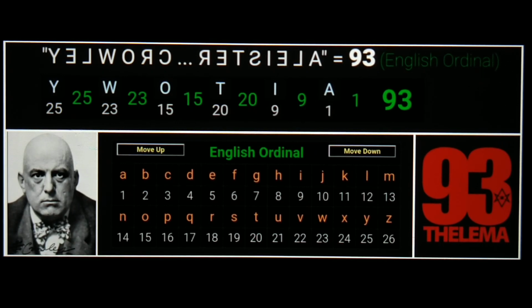It equals 20. E backwards, again, no value. R backwards, no value. C backwards, no value. R backwards, no value. O backwards looks like an O, so that has a value of 15. W backwards looks like a W, so it equals 23. L backwards, no value. E backwards, no value. Y backwards looks like a Y, so it equals 25. Add those together. Aleister Crowley, with the letters flipped backwards, gets us a value of 93.